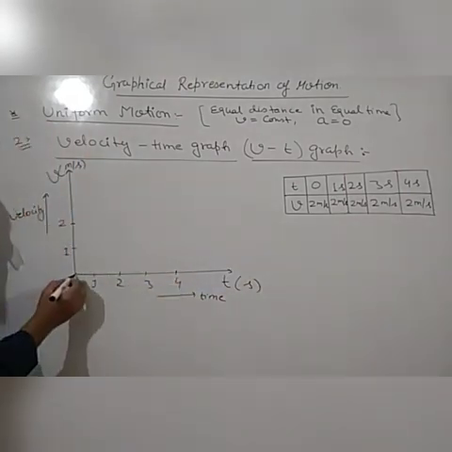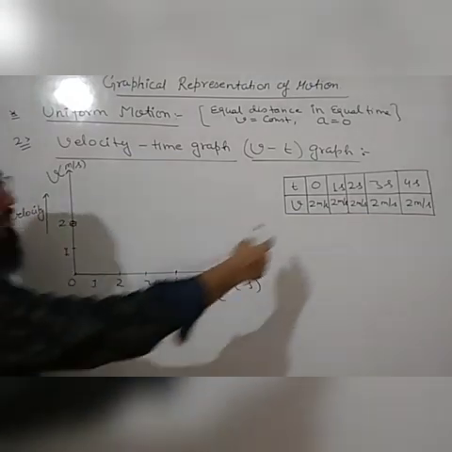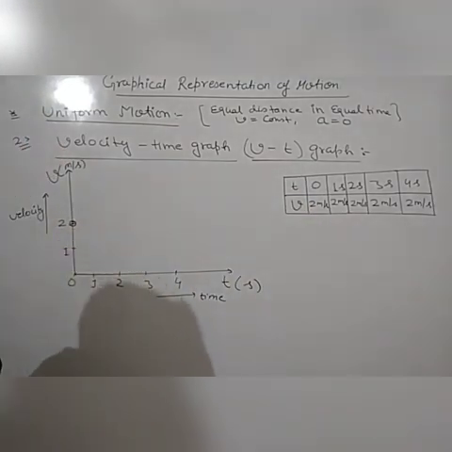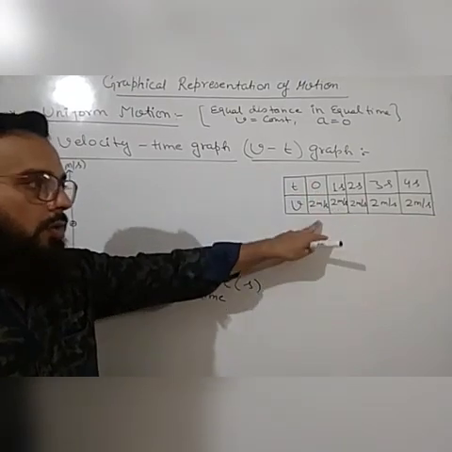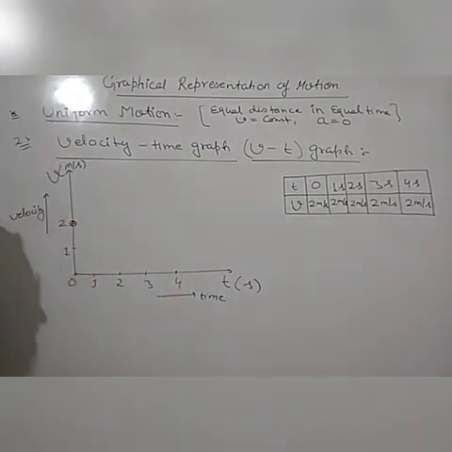So where will its value be? At t equal to 0, velocity is 2 meter per second. So this will be the point (0, 2). You know the location of a point on the graph paper. It is 0 and 2. So this will be the first point.